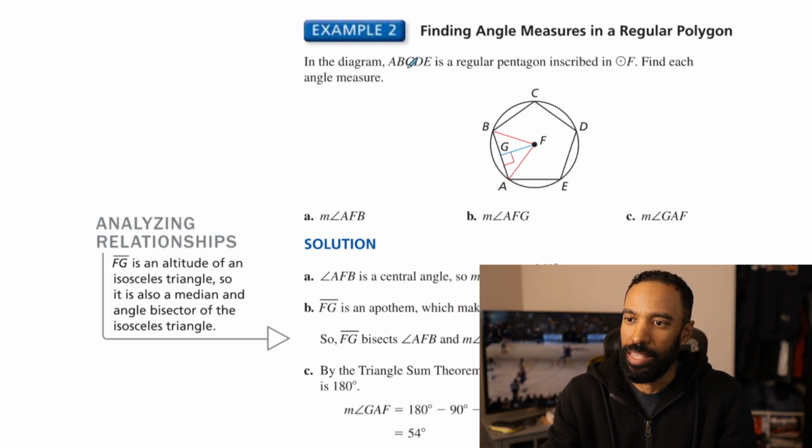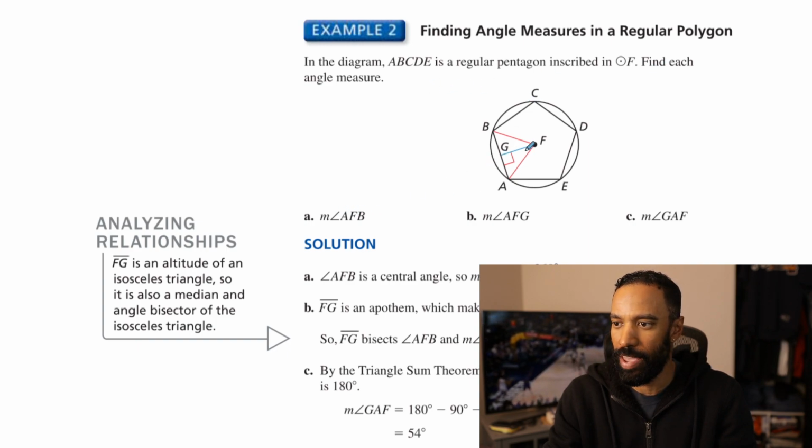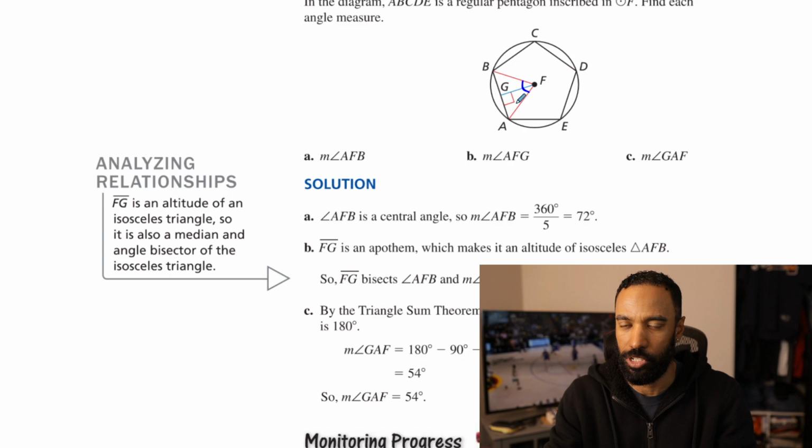So, in the diagram, ABCDE is a regular pentagon inscribed in circle F. Find each angle measure. We have the measure of angle AFB. First of all, that's the central angle. We're going to divide 360 by 5 to get the central angle measure, which is 72 degrees.